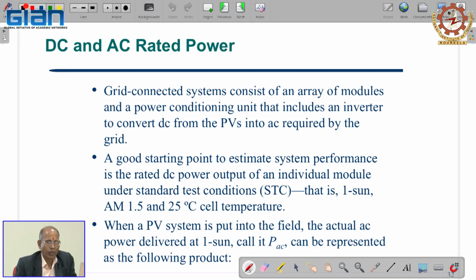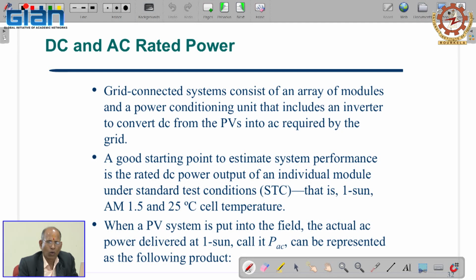Now we have to understand the DC and AC rated power. This concept is really very important. As we know, a grid connected system consists of an array of modules and a power conditioning unit that includes an inverter to convert DC power from the PV system into the AC required by the grid.